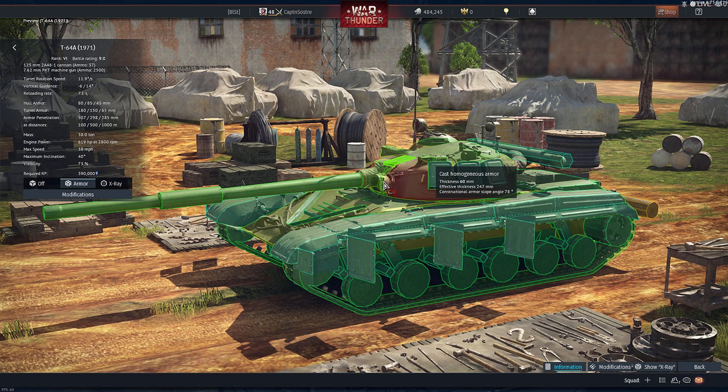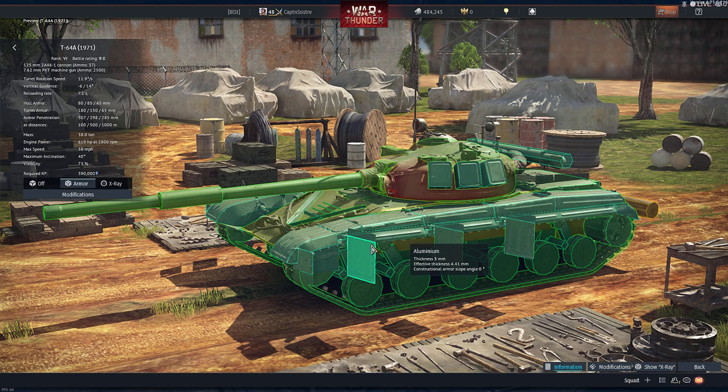Their armor is actually higher quality than the other tanks in the game. So their armor rating for rolled homogeneous armor is going to be 1.01, and their quality for cast homogeneous armor will be 0.98. So it's a slight improvement over their World War II and Korean counterparts.